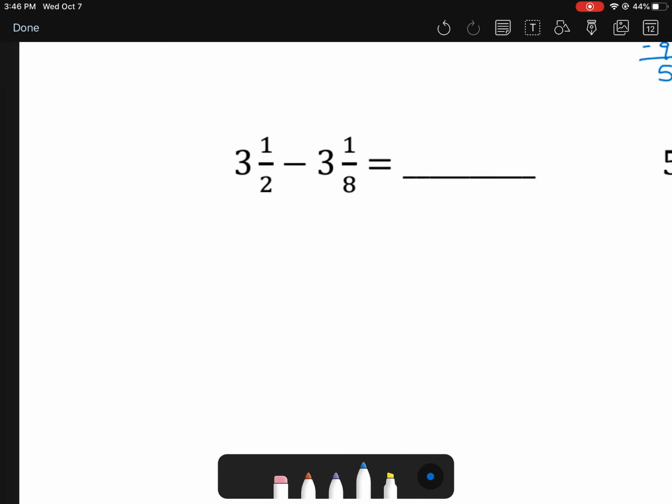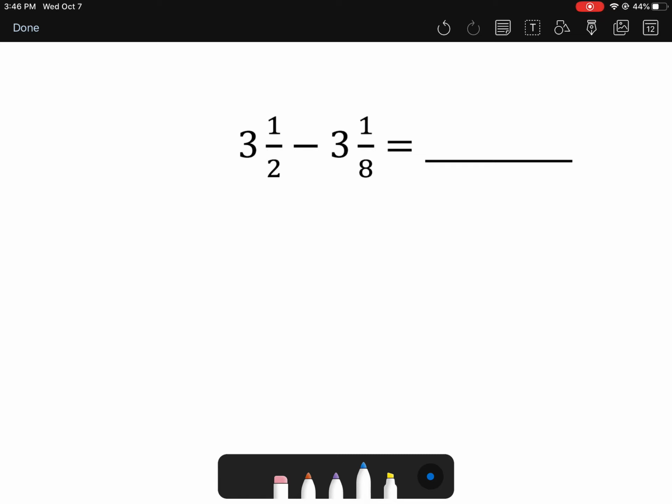Moving on down here, I have 3 1/2 minus 3 1/8. Just like when adding, we do have to change these into improper fractions. So I'm going to take the whole number and multiply it by the denominator, and then add that to the numerator. So 3 times 2 is 6, plus 1 is 7, over 2. For this one, again, same thing. 3 times 8 is 24, plus 1 is 25, over 8.